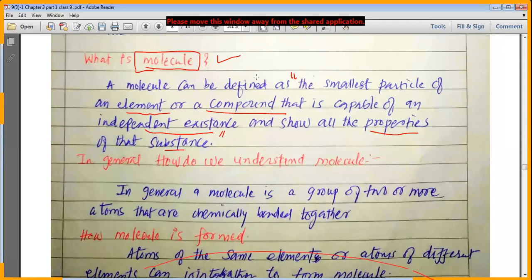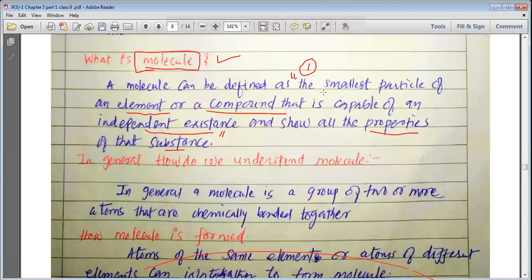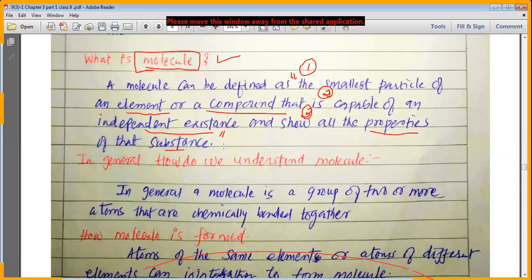My dear students, when we want to study about molecules, we need to remember three things. First, the molecule is the smallest particle of an element or compound. Second, the molecule is capable of an independent existence. And third, the molecule shows all the properties of that particular substance, that is, that particular element or that particular compound. And a molecule can be of an element, or a molecule can be of a compound.